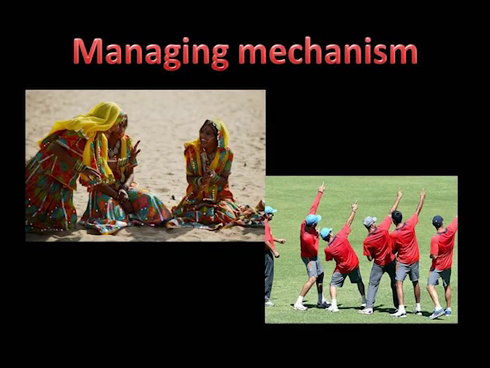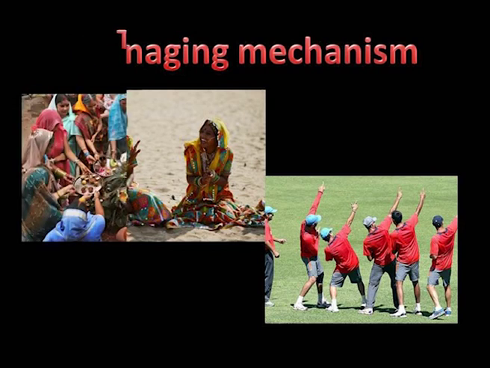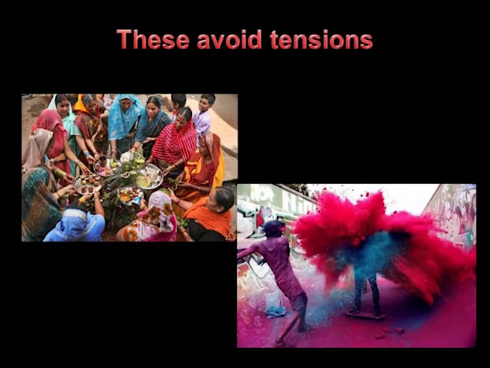Mechanisms to manage tensions. Institutionalized safety valves like humor, games and sports, leisure, religious rituals are regarded as outlets for the tensions generated by social restraints and cultural inconsistencies within a society.